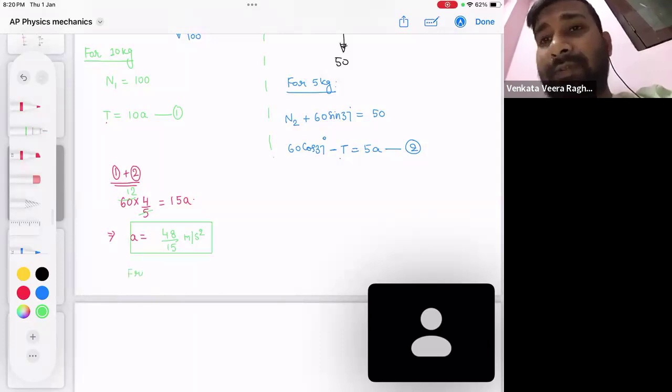Now if we use equation 1, what are we getting?